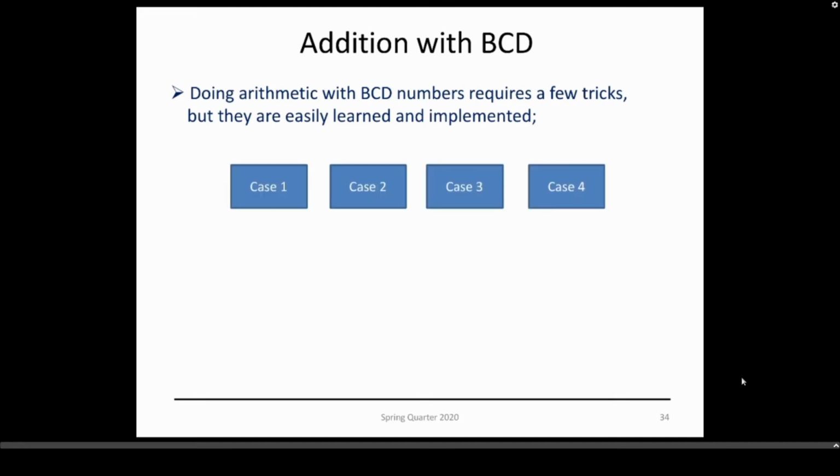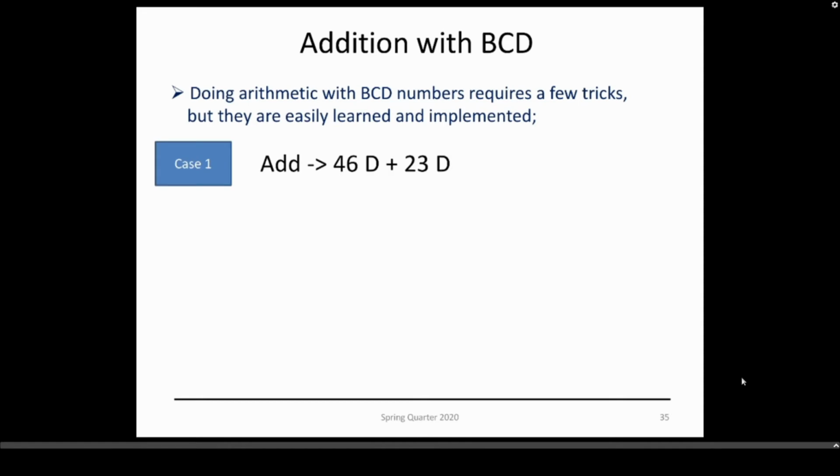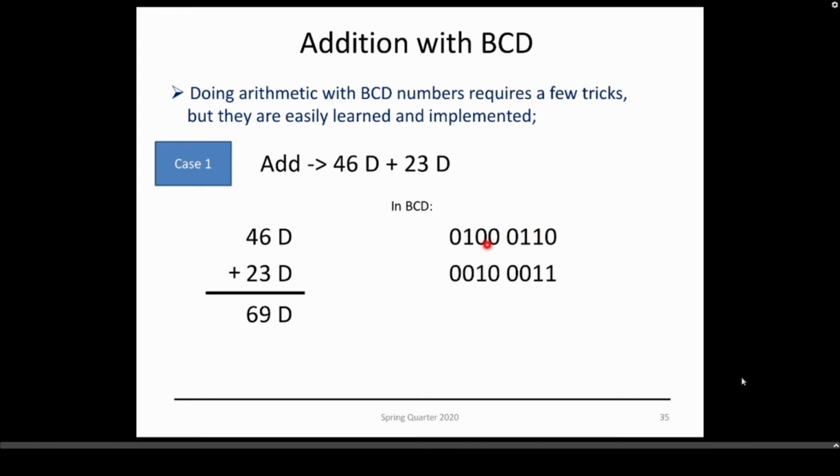There are 4 cases that we need to learn. Let's go over case number 1. Let's say that I want to add 46 plus 23, which the answer is 69. So the first thing that I'm going to do is to represent the BCD of 46 and the BCD of 23. And I get my 6 and my 4, and I get my 3 and my 2. And now all I'm doing is a normal addition of these 8 bits, and I get this as an answer. And if I convert this to decimal, I get a 6 and a 9, and my answer is correct. So case number 1, I don't have any problems with my addition.